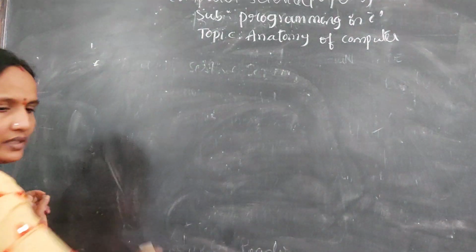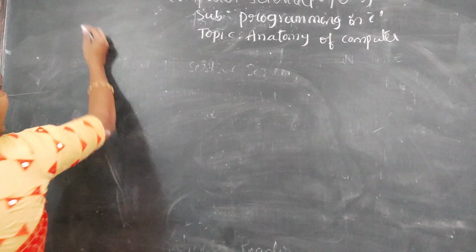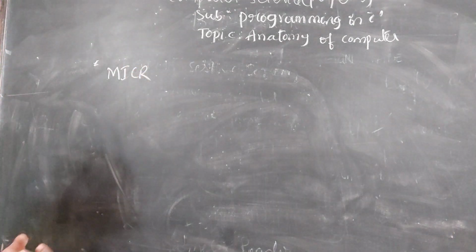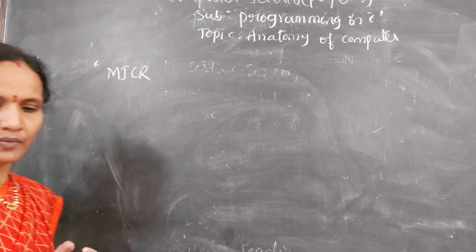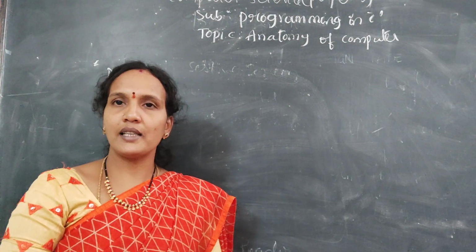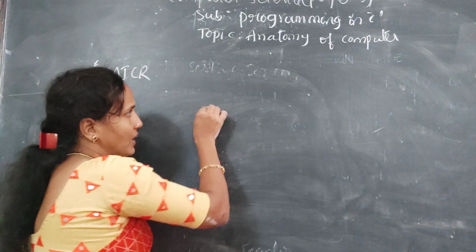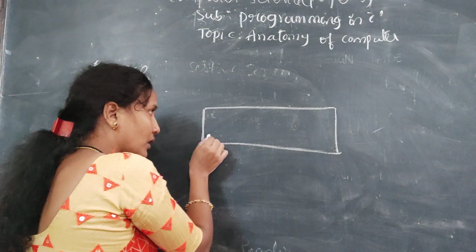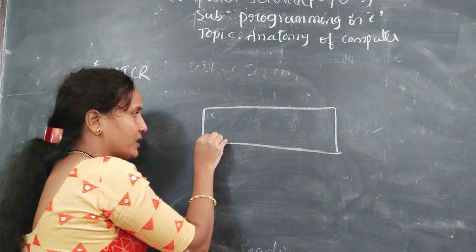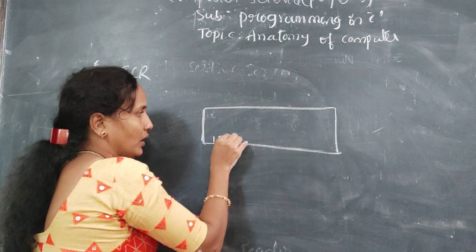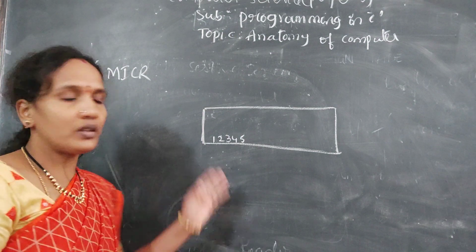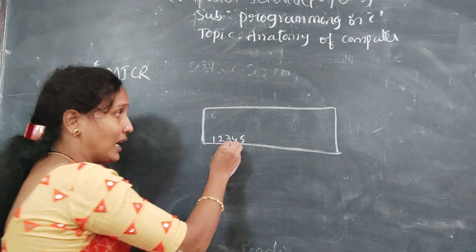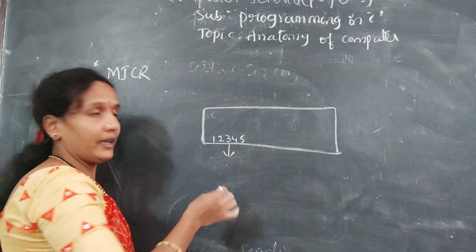What is the next input device? Magnetic ink character recognition, MICR. For this, I'll give you one example. This is your bank check example. At the bottom of the check, you will get characters and numbers like 1, 2, 3, 4, 5. These are common numbers only, but these numbers are printed with some different ink.